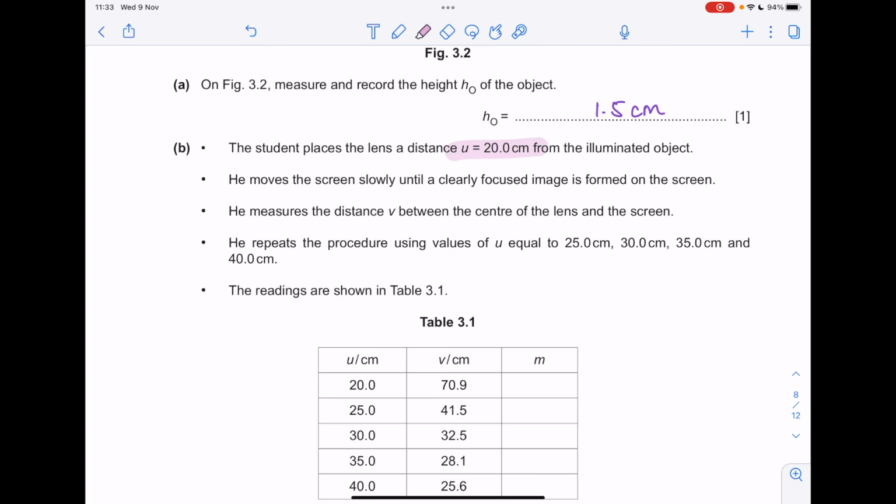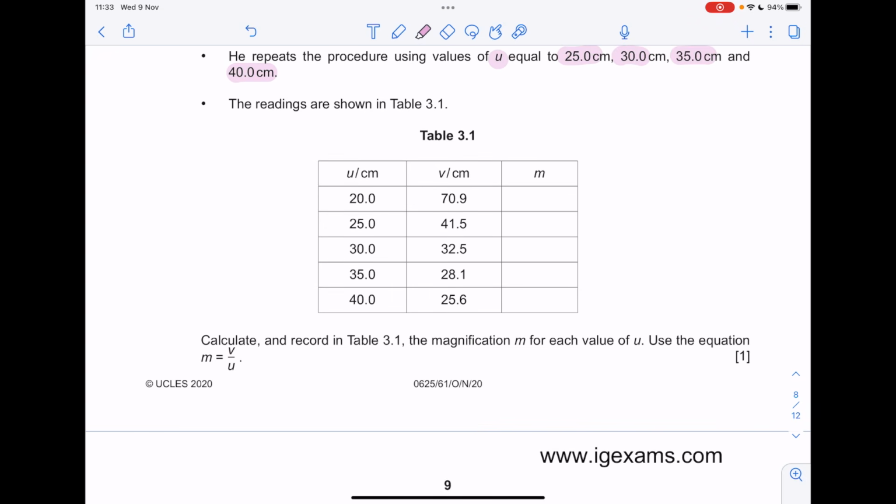The student places the lens at a distance U, 20 centimetres from the illuminated object. He moves the screen slowly until a clearly focused image is formed on the screen. He measures the distance V between the centre of the lens and the screen. He repeats the procedure using U values of 25, 30, 35 and 40 centimetres. Here are your readings. Calculate and record in table 3.1 the magnification for each value of u. Use this equation. So they've told us we're doing v over u, so we do this number divided by this number in every single case. Next up, 41.5 divided by 25, and just keep going.